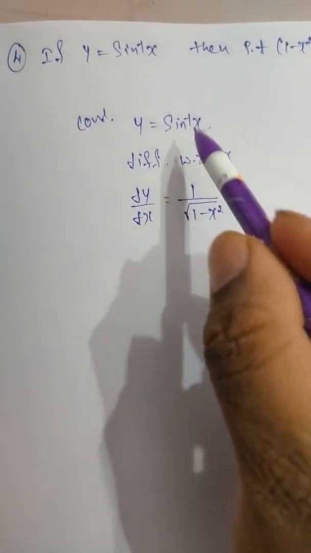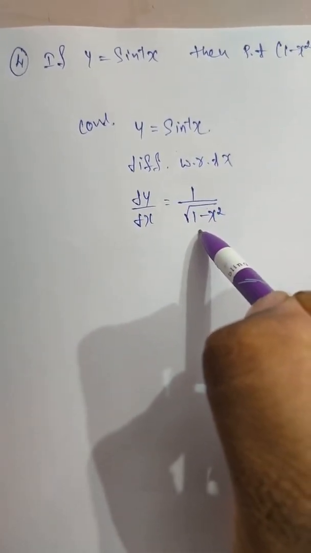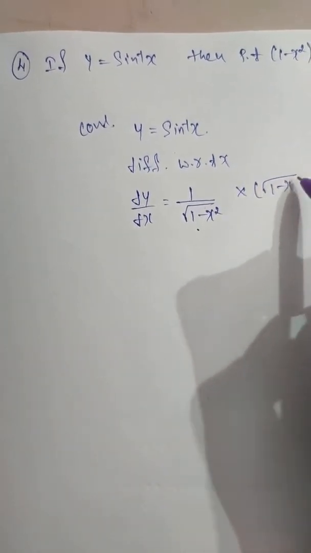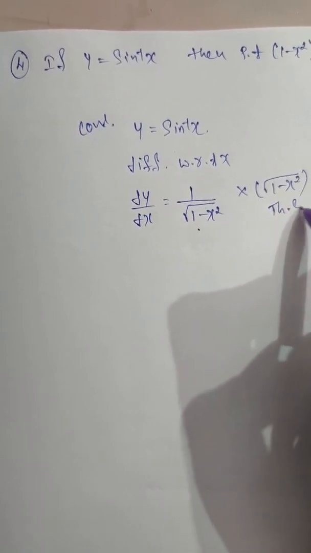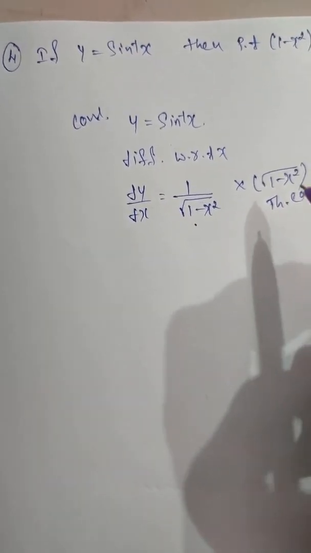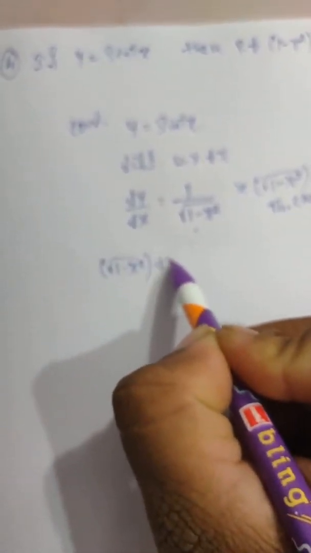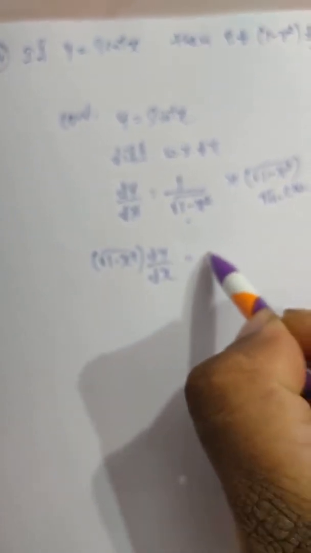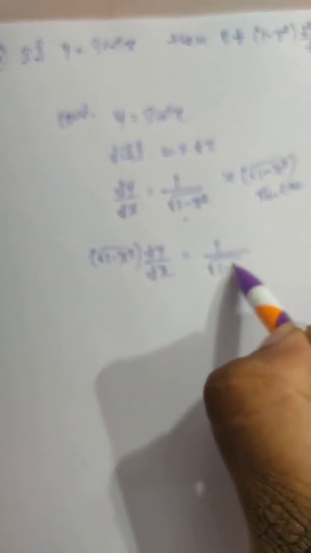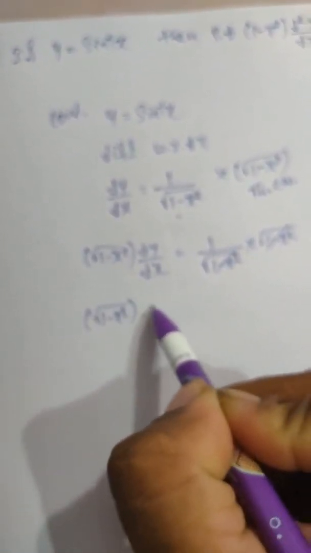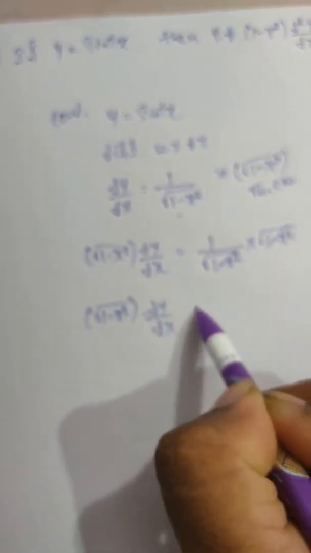Here, after the differentiation, what we have in the denominator is root of 1 minus x square. So multiply that root of 1 minus x square throughout the equation. Then it will become root of 1 minus x square into dy by dx is equal to 1 by root of 1 minus x square into root of 1 minus x square. Root of 1 minus x square and root of 1 minus x square will be cancelled. So we are left with root of 1 minus x square into dy by dx is equal to 1.